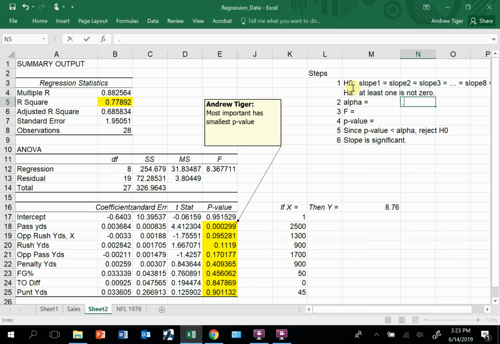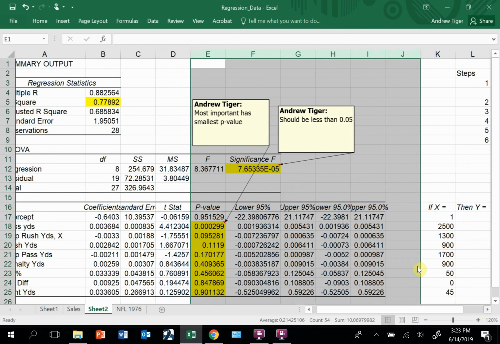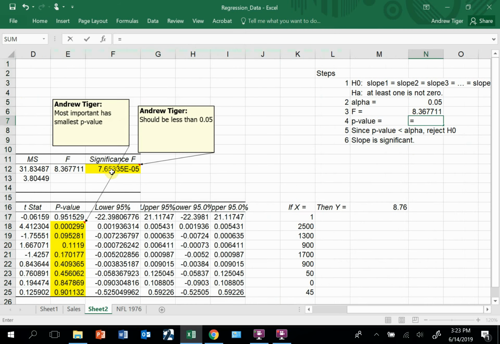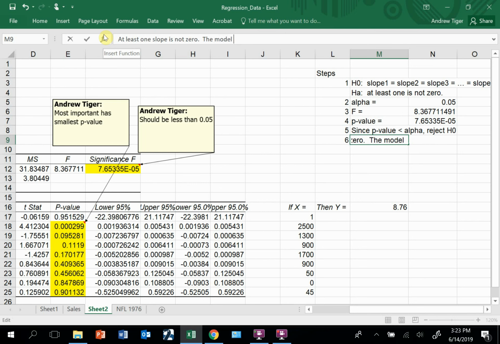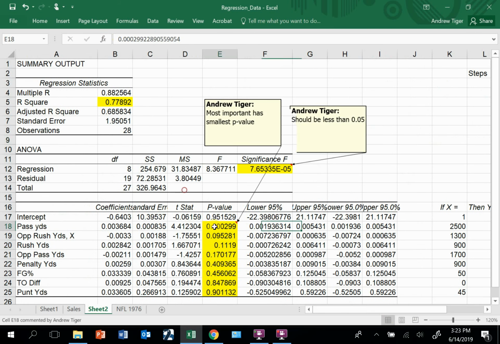Set alpha to 0.05. Where does the F statistic come from? Right here. Let me go back and unhide these. My p-value is equal to that, and that p-value, which is a very small number, is less than alpha, so we reject the null hypothesis. So we can say at least one slope is not 0. The regression model is useful. So that's doing the hypothesis testing. After you do that, then you can start looking at which ones are the most important.